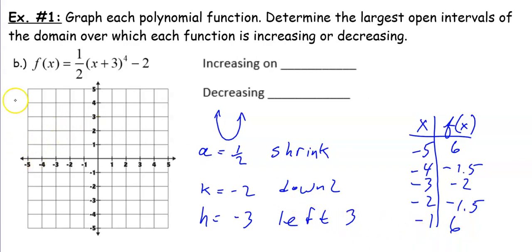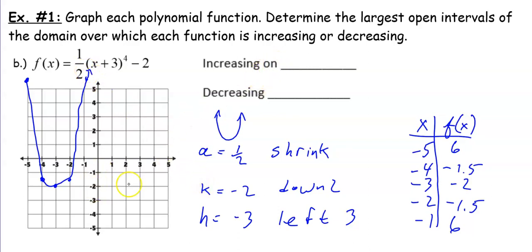So when we look at these, (-5, 6), that's going to be a little bit above there. (-4, -1.5). (-3, -2). (-2, -1.5). (-1, 6). And here is my graph. You can see it makes that nice parabola. That's a little wider than it should normally be.